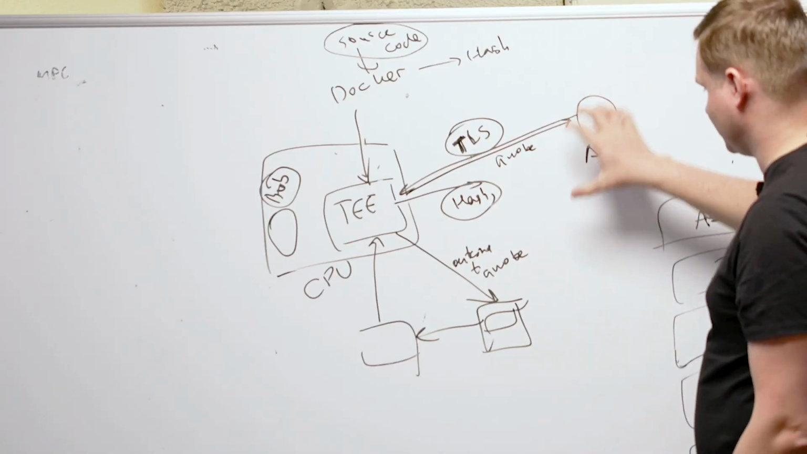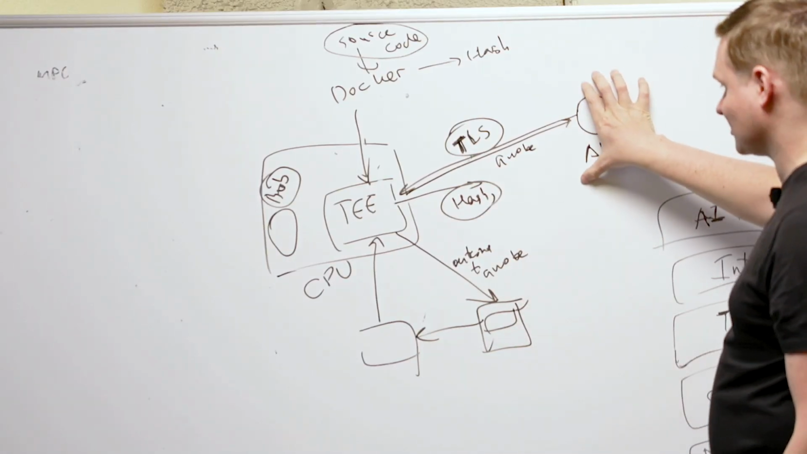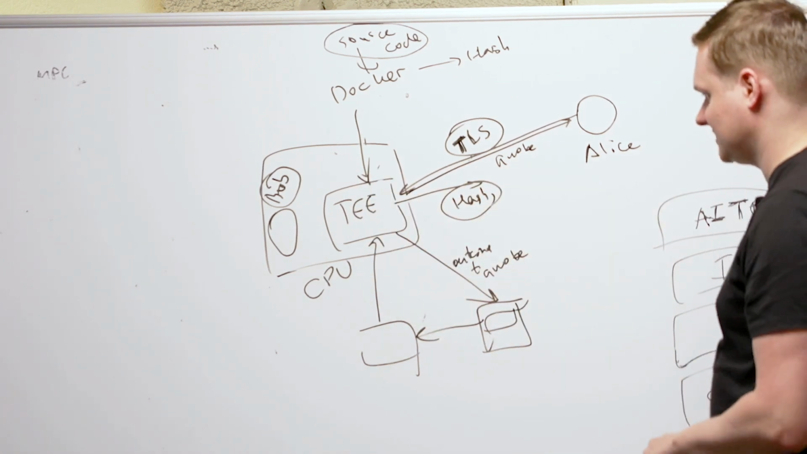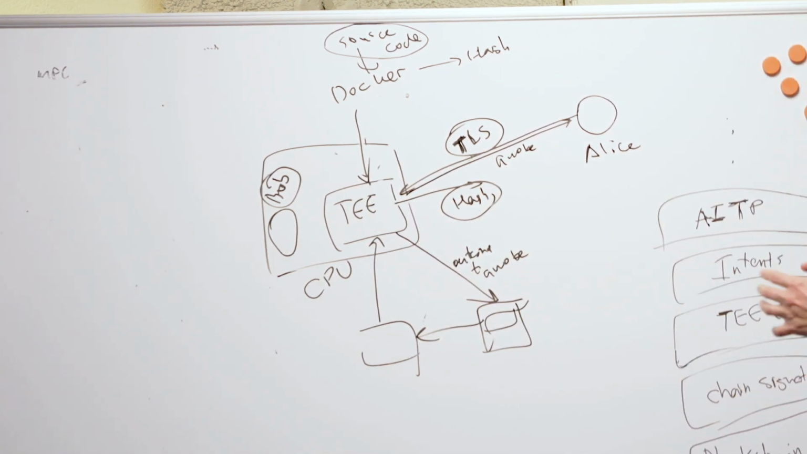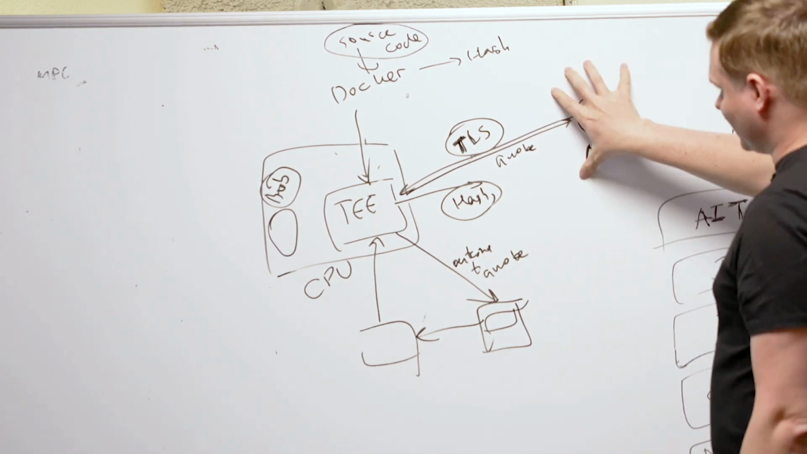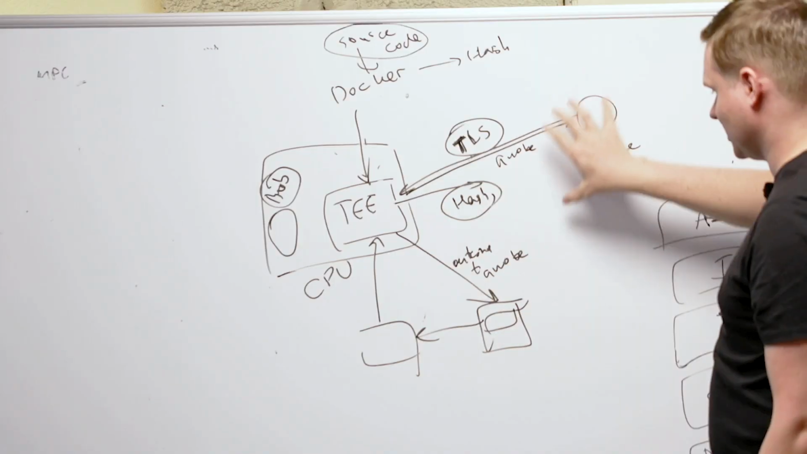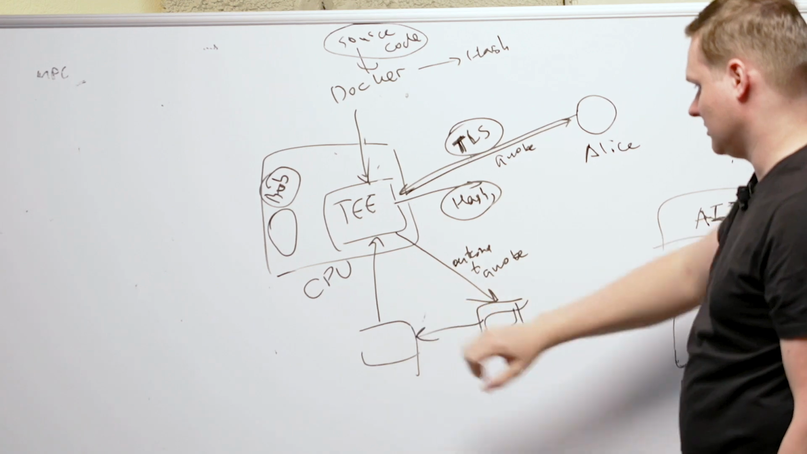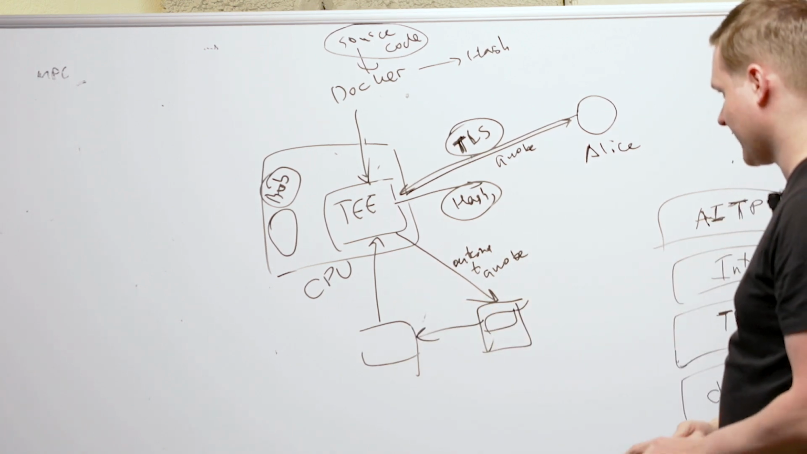Right. So this enables both on-chain and off-chain actors communicating with this TE node to really do confidential computation in the off-chain case or verifiable computation in the on-chain case.